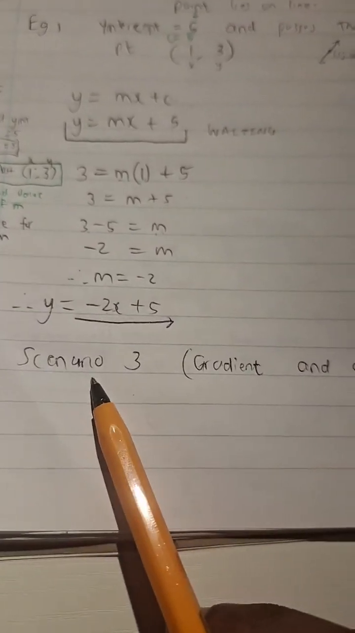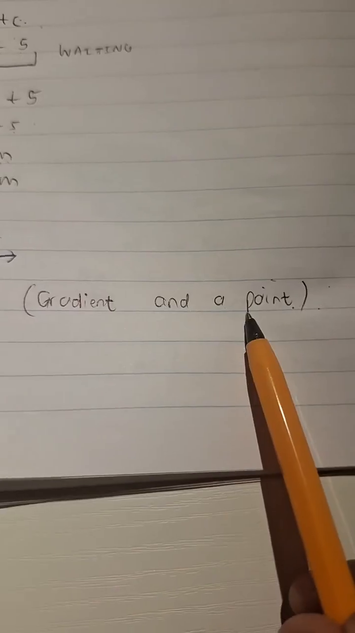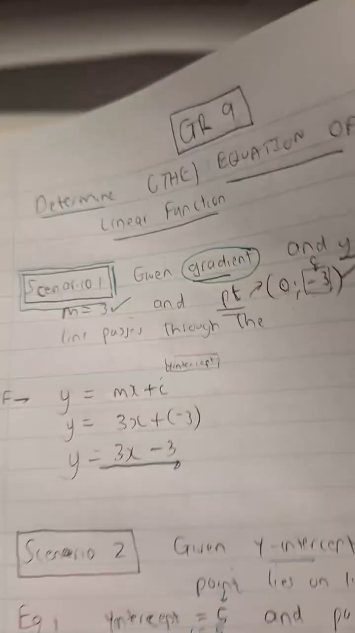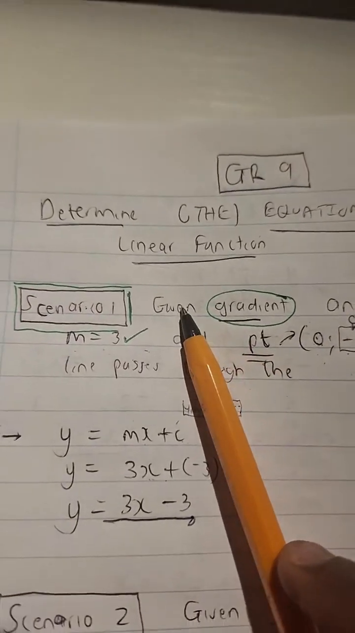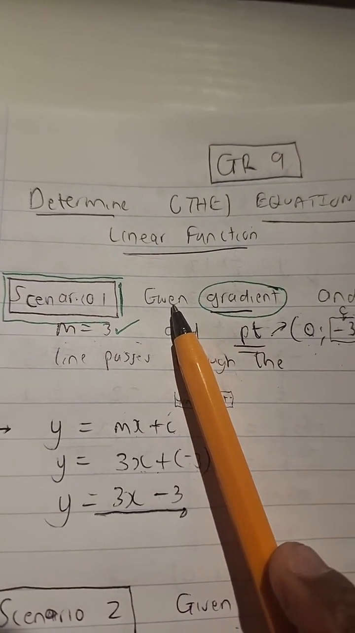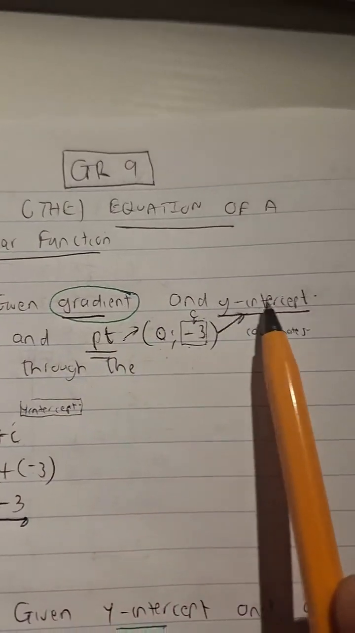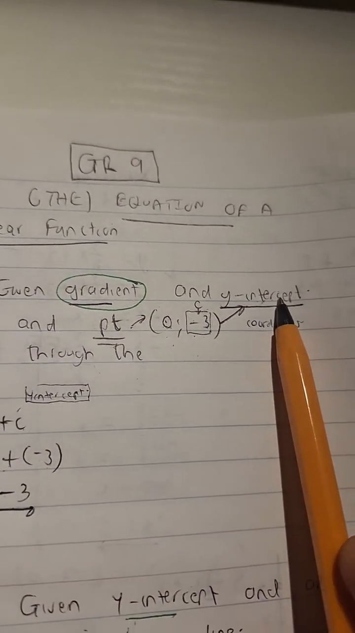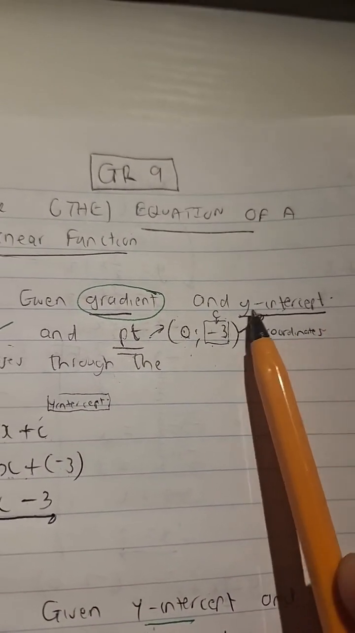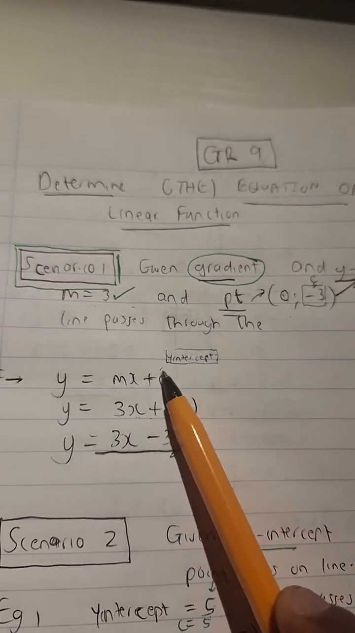Let's say we are given the gradient and a point. Very different from this one. This one was very specific. Given a gradient and the y-intercept, very straightforward, because if we're given the y-intercept, we know that's the value of c.